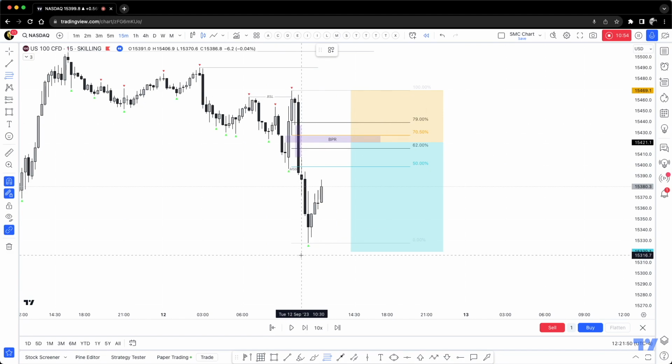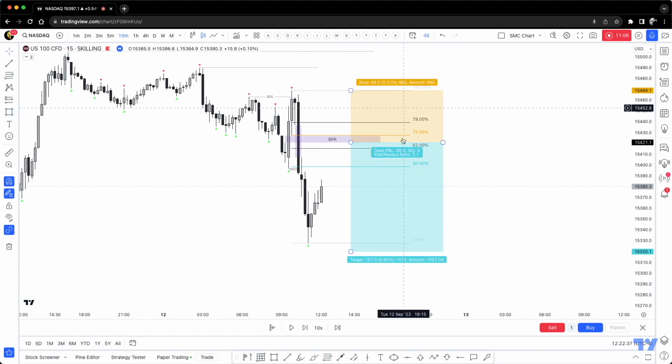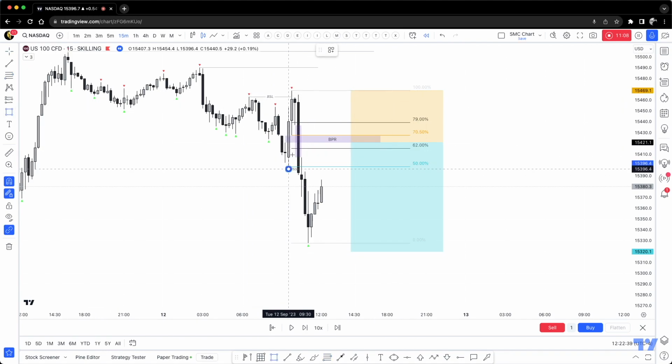Okay, if you remember in the previous example, where's the manipulation move? Manipulation move happened right here. This is the move that pushed up, taking the buy side liquidity. So this is the manipulation move, right? This right here, from here to here, right? That's the manipulation move.